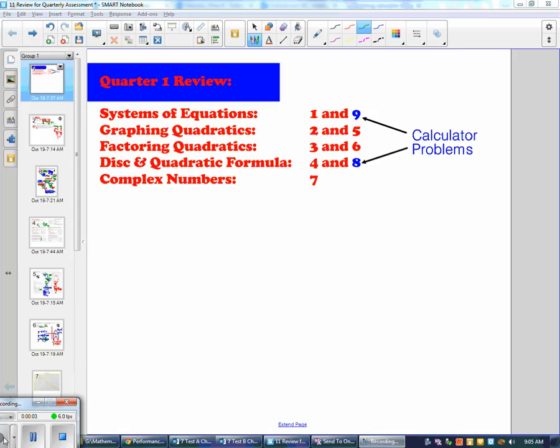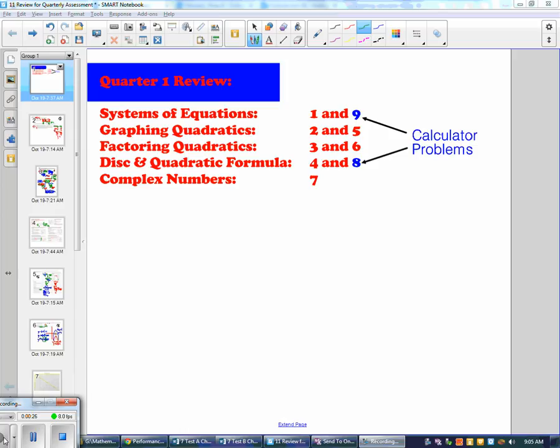Welcome back again. We are now working on part 4 of our quarterly assessment review. And in this video tutorial, we're going to talk about the discriminant and the quadratic formula. The discriminant, remember, is part of the quadratic formula, and it enables us to determine the type of roots we can expect to have when we solve the equation. It'll also help us determine how many solutions we should expect to have.